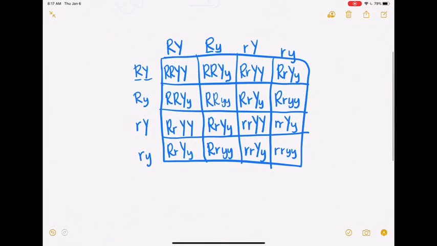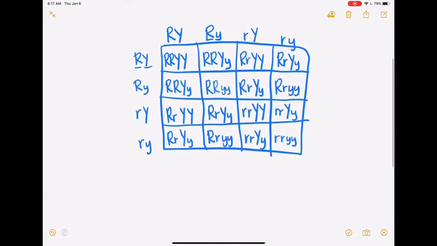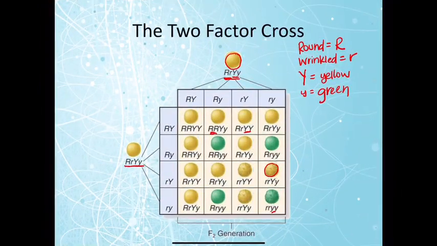Okay, so we've got our completed Punnett square here. Now, let's try to find the phenotypic ratios. Okay, I'm going to go back over to the screen, the PowerPoint, because it's already got it drawn out for me with colors and shapes, so it's a little bit easier to see. But they've done it the exact same as us.